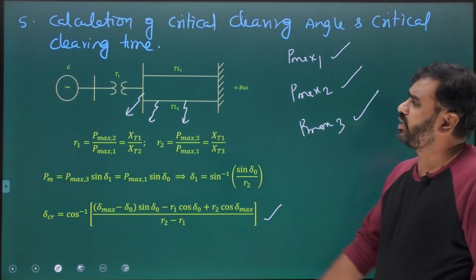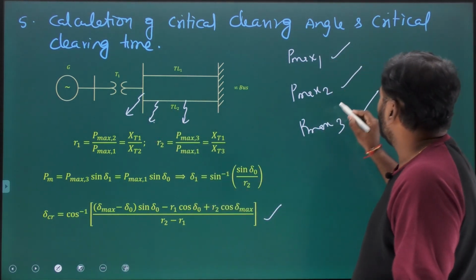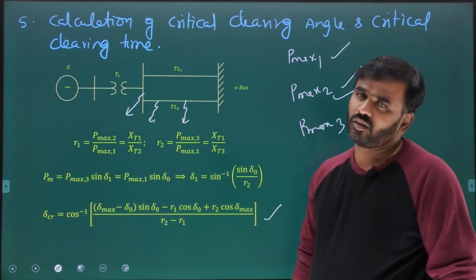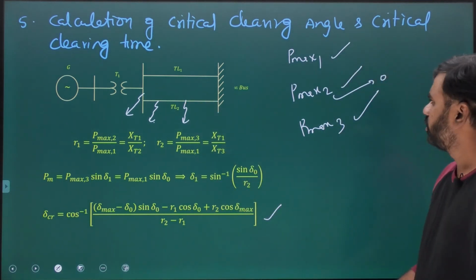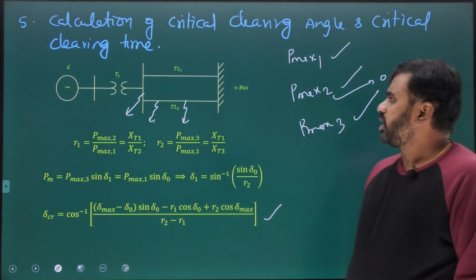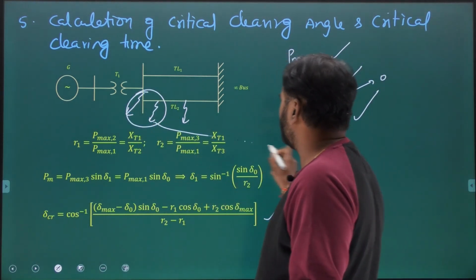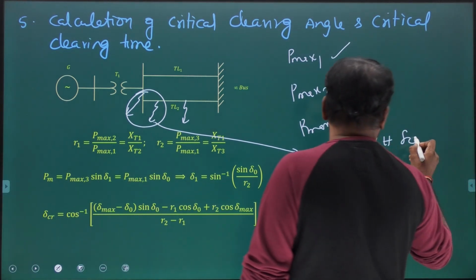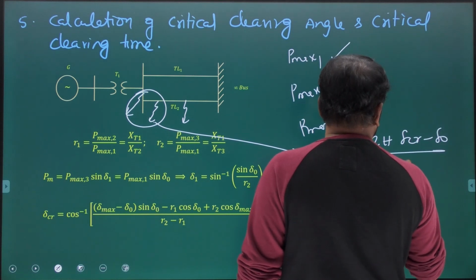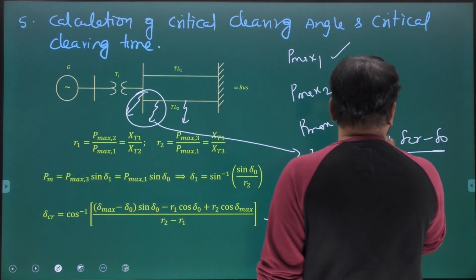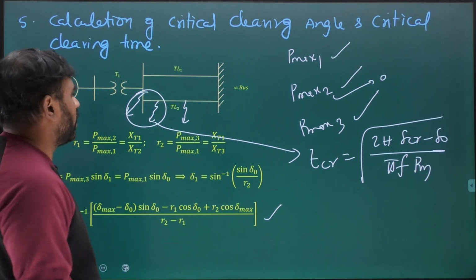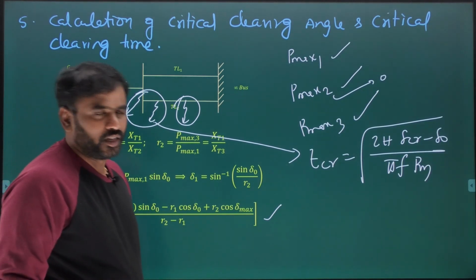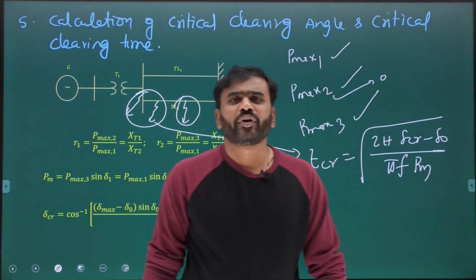But be careful: if the fault is on the bus bar or very close to the bus bar, P max 2 is 0. P max 2 exists only if the fault is at the middle of the line. If the fault is very close to the bus bar, P max 2 is 0. For these two cases only, the TCR formula is valid. The formula is the square root of 2H into (delta CR minus delta naught) divided by pi F and PM. But for the third case, if the fault is at the middle of the transmission line, the critical clearing angle is calculated using numerical integration techniques.